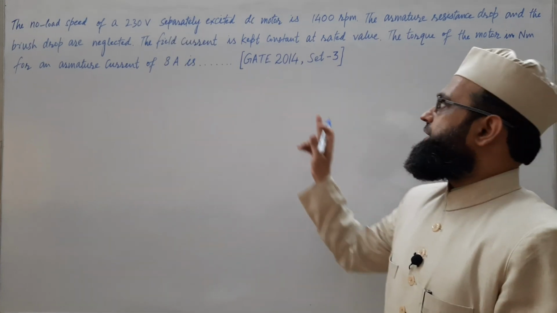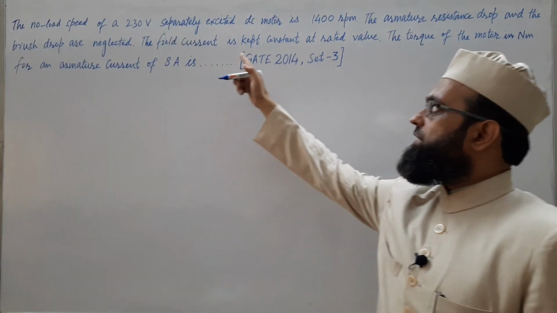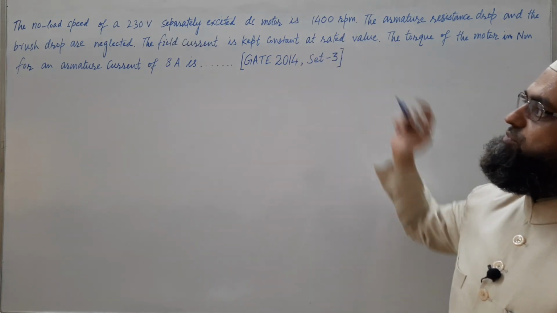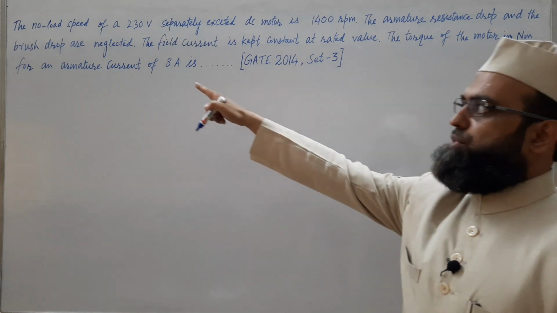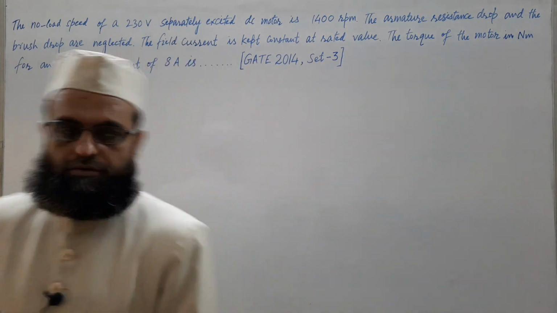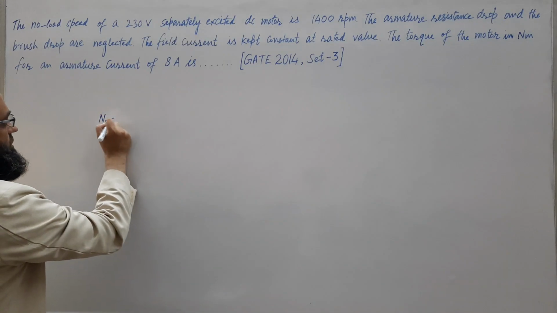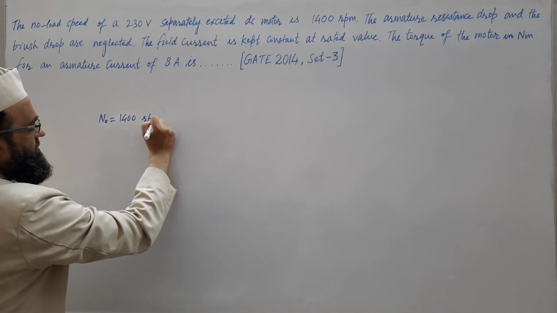This problem was asked in GATE 2014 set 3. It says that the no load speed of a 230 volt separately excited DC motor is 1400 rpm. This is the no load speed. The armature resistance drop and the brush drop are neglected. Just write: the no load speed, let us represent N0, is 1400 rpm.